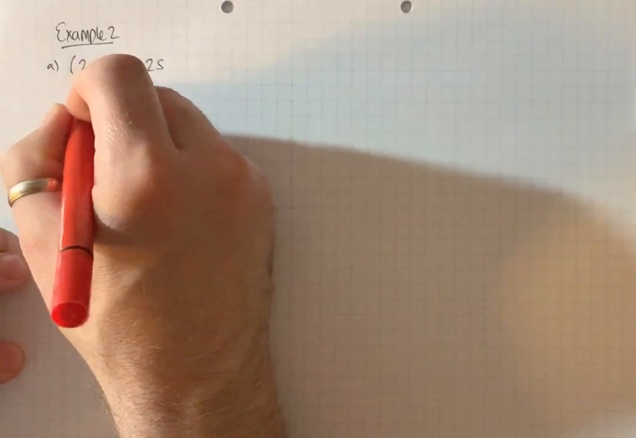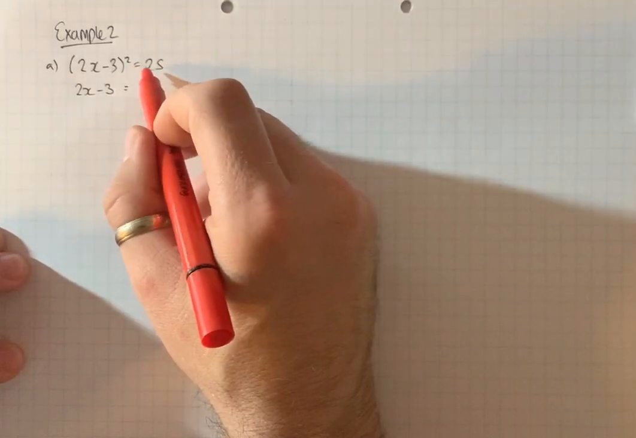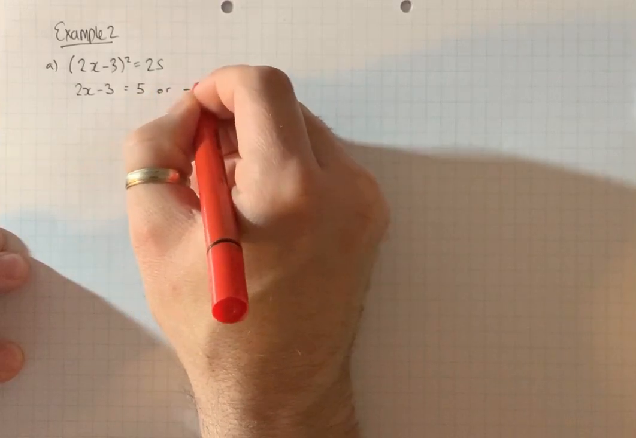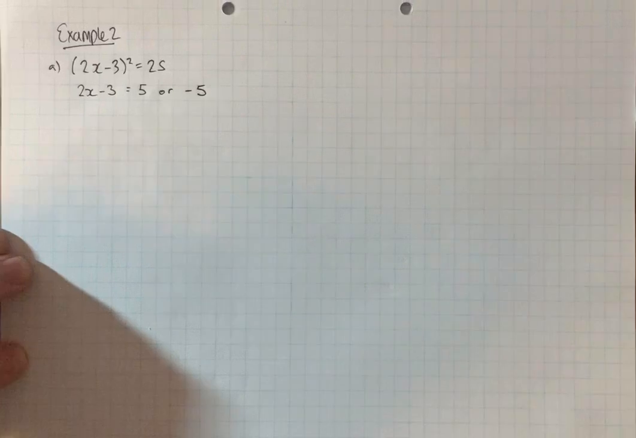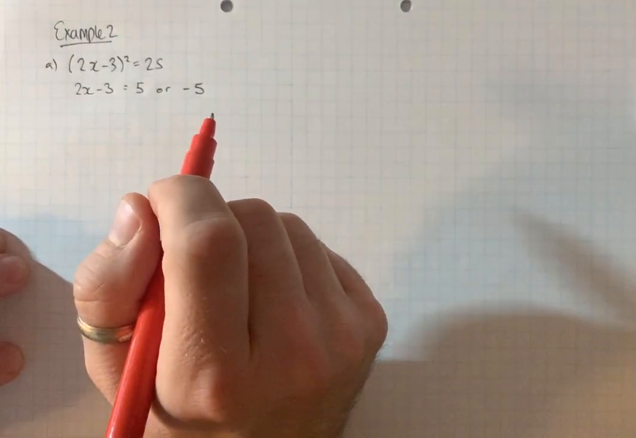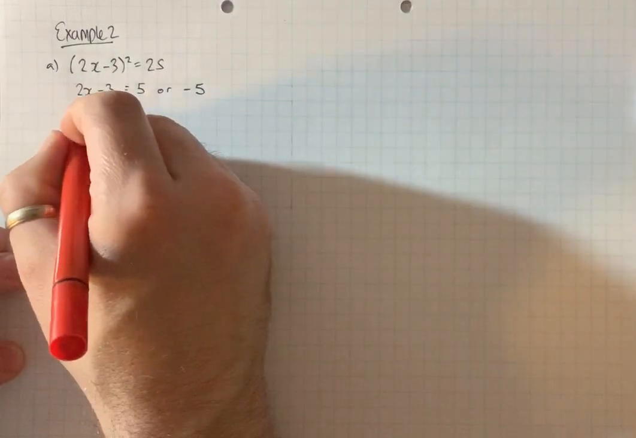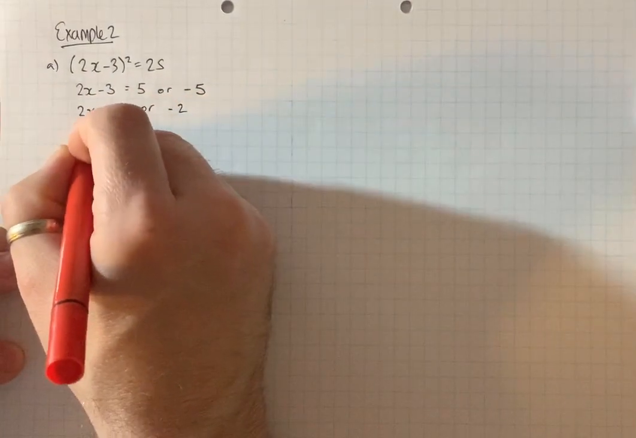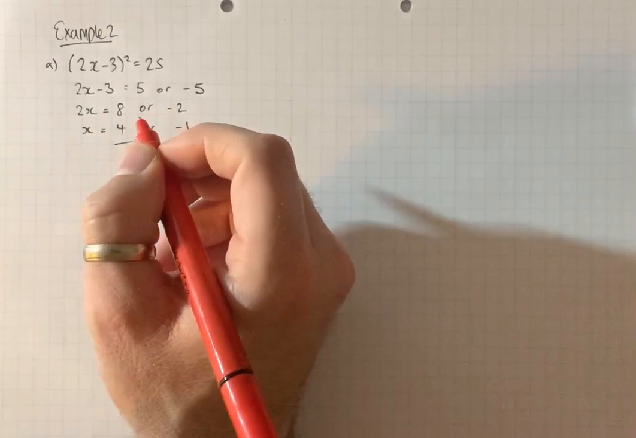So 2x take 3. Because the thing you can make a mistake on here is to say the square root of 25 is just 5. It's 5 or minus 5. And then if we solve that by adding 3 to each of those, 2x equals 8 or minus 2. Divide by 2, x equals 4 or minus 1. That's the two solutions.